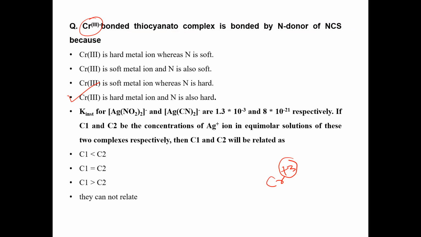What about the other one? The instability constants for these two complexes are given as 1.3 into 10 raised to minus 3 and 8 into 10 raised to minus 21 respectively. If C1 and C2 are the concentrations of silver ion in equimolar solutions of these two complexes, what will be the relation between C1 and C2?